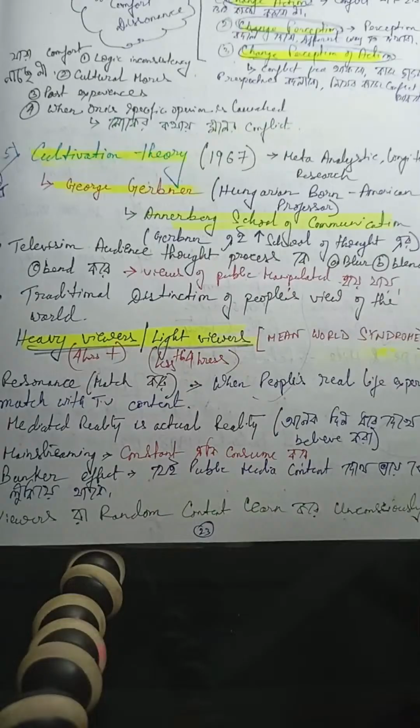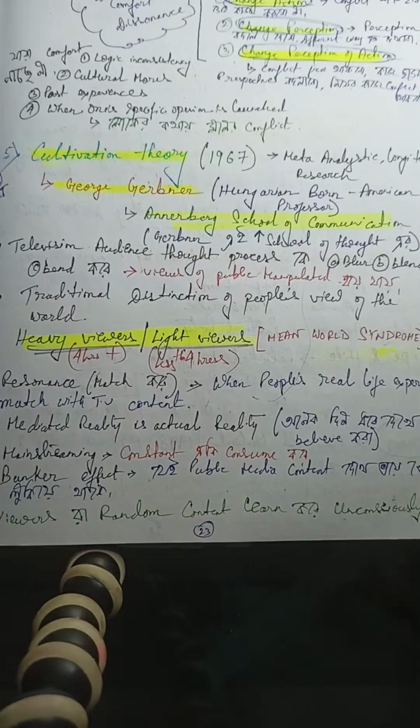In cultivation theory, they have divided the viewers into heavy viewers and light viewers. The heavy viewers are those who consume media content for more than 4 hours, and the light viewers are those who consume content for less than 4 hours. It's actually the mean world syndrome. Resonance means when people's real life experience matches with TV content. They are resonating with it.